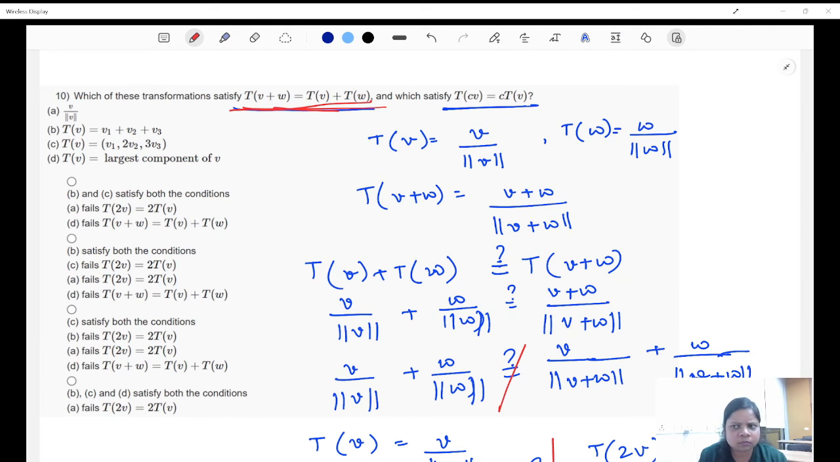Maximum, B satisfies all the conditions. Which satisfies all the conditions? Yes, ma'am. Can you raise your voice? I'm not able to hear you properly. Actually, the second part B is T of V equal to V1 plus V2 plus V3. So for the sum, it will satisfy both the conditions. Okay, it will satisfy both the conditions. All right. You can check for the other two options also.